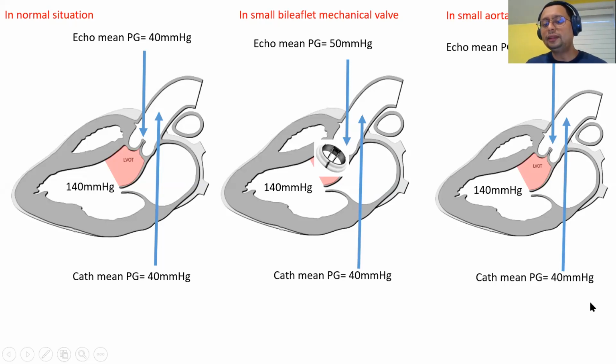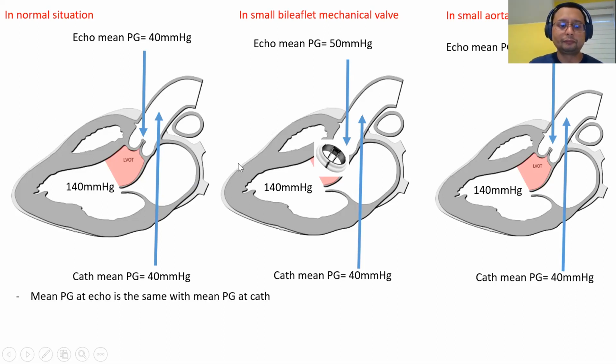Again, the cath is lower than the echo, right? So this is pressure recovery, right? Other than that, most people we will expect that the mean gradient measured by echo is the same as the mean gradient measured by catheter. All right, except in someone with a small bileaflet mechanical valve or someone with a small aorta less than 3 centimeter. I hardly ever see people with an aorta that is less than 3 centimeter in adults. So I hope you understand that. Okay, that is pressure recovery.